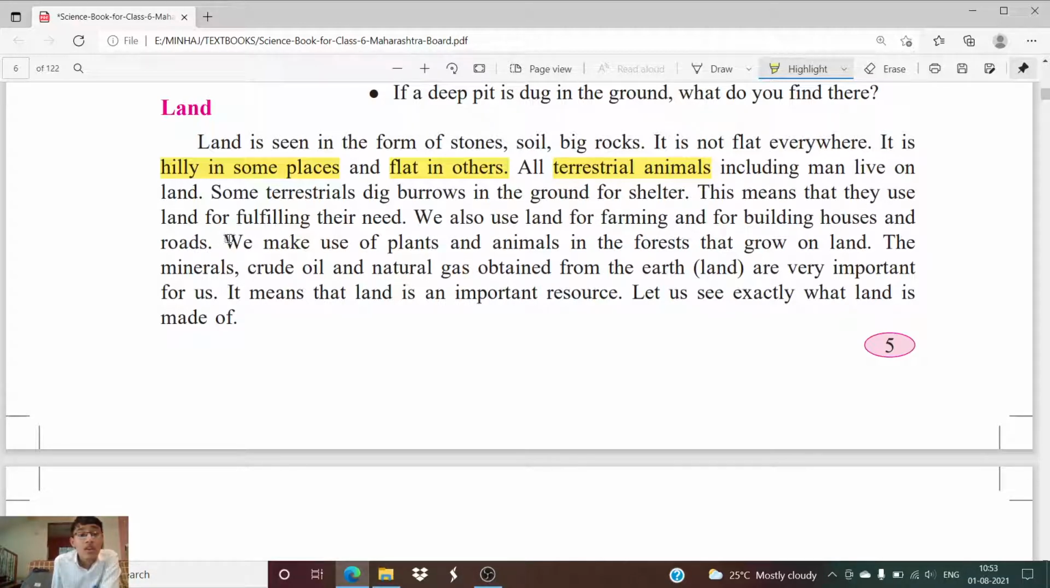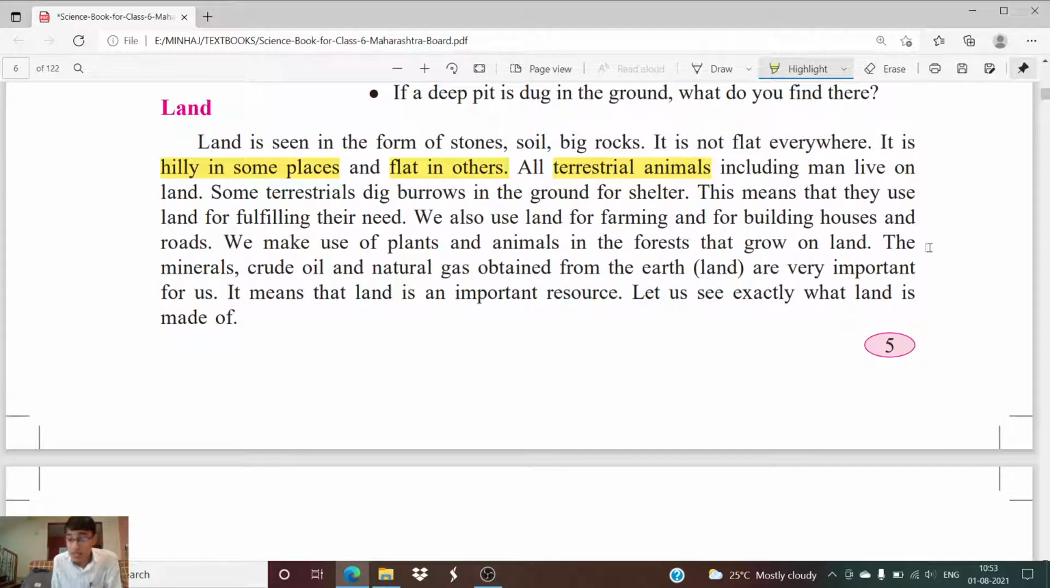Then we make use of plants and animals in the forest that grow on land. So we plant trees, and the animals which live in the forest, we use both the sources. The minerals, crude oil, and natural gas.